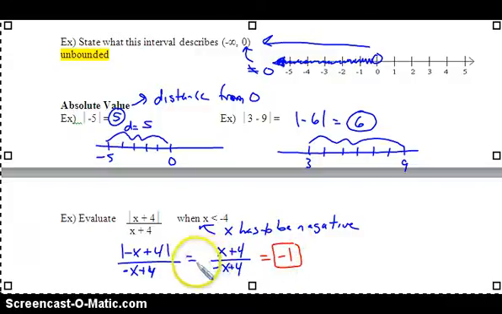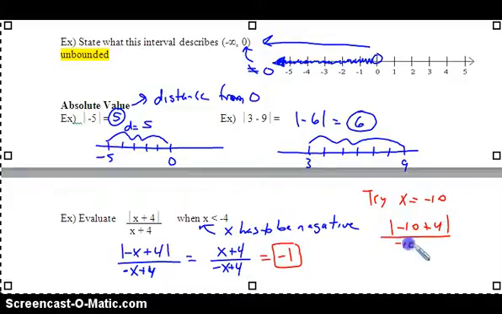So sometimes that's a little bit confusing for students, so I recommend that you plug in a number that works. When x is less than negative 4, let's try negative 10. So if I plug a negative 10 in here, negative 10 plus 4 over negative 10 plus 4, in the numerator I'm going to get an absolute value of negative 6. In the denominator I'm going to get negative 6, and the absolute value of negative 6 is 6. Over negative 6 makes negative 1.